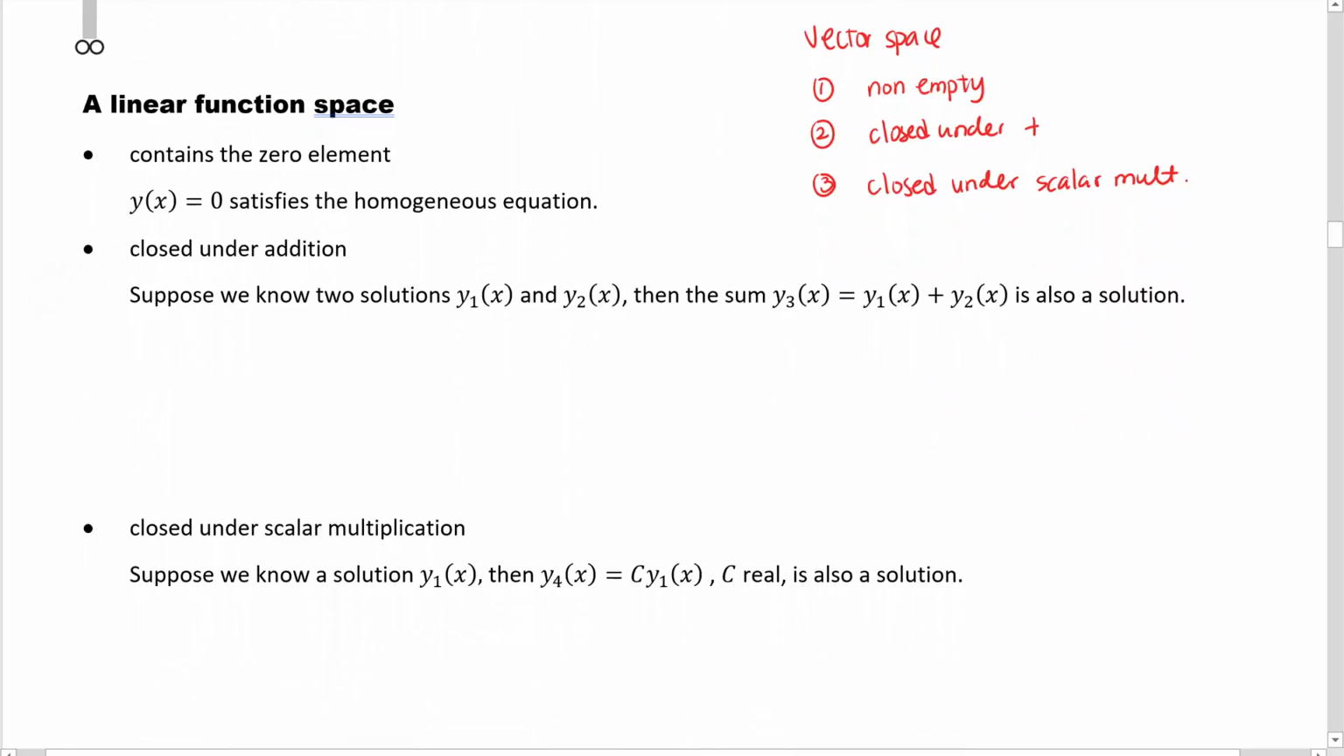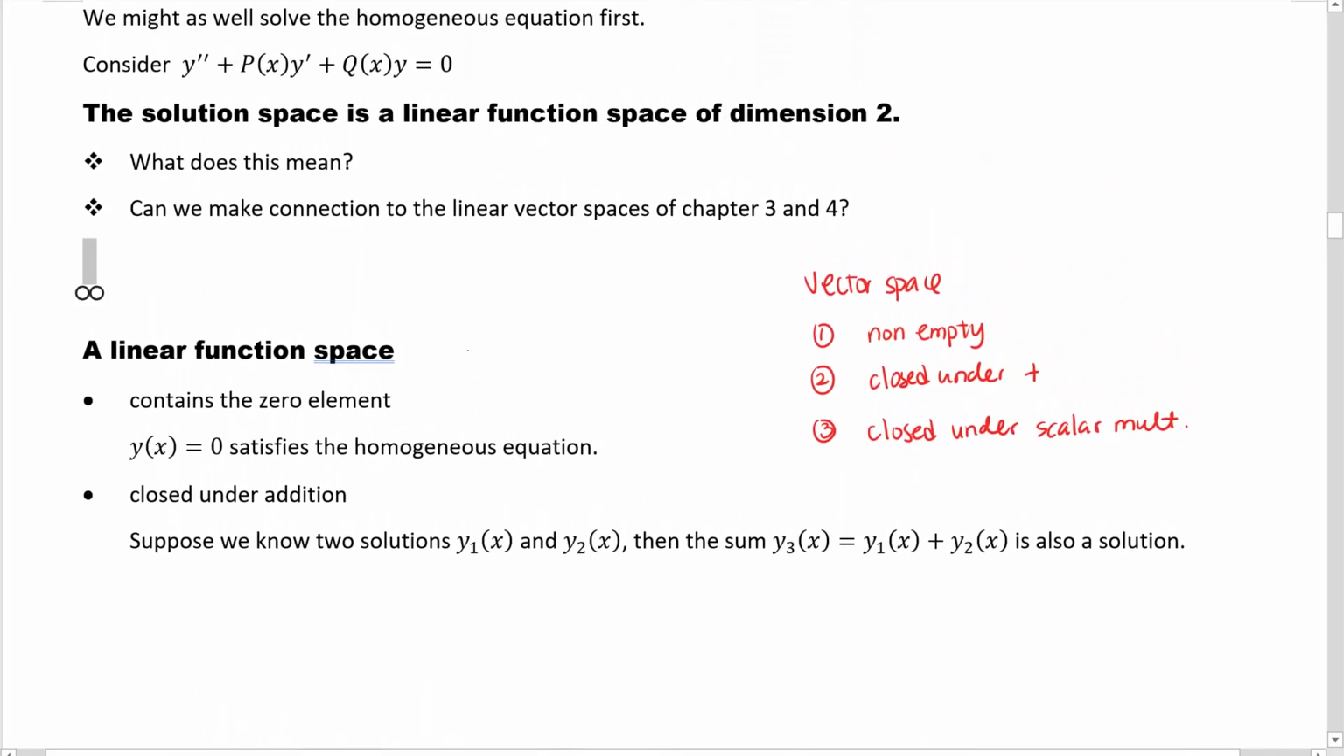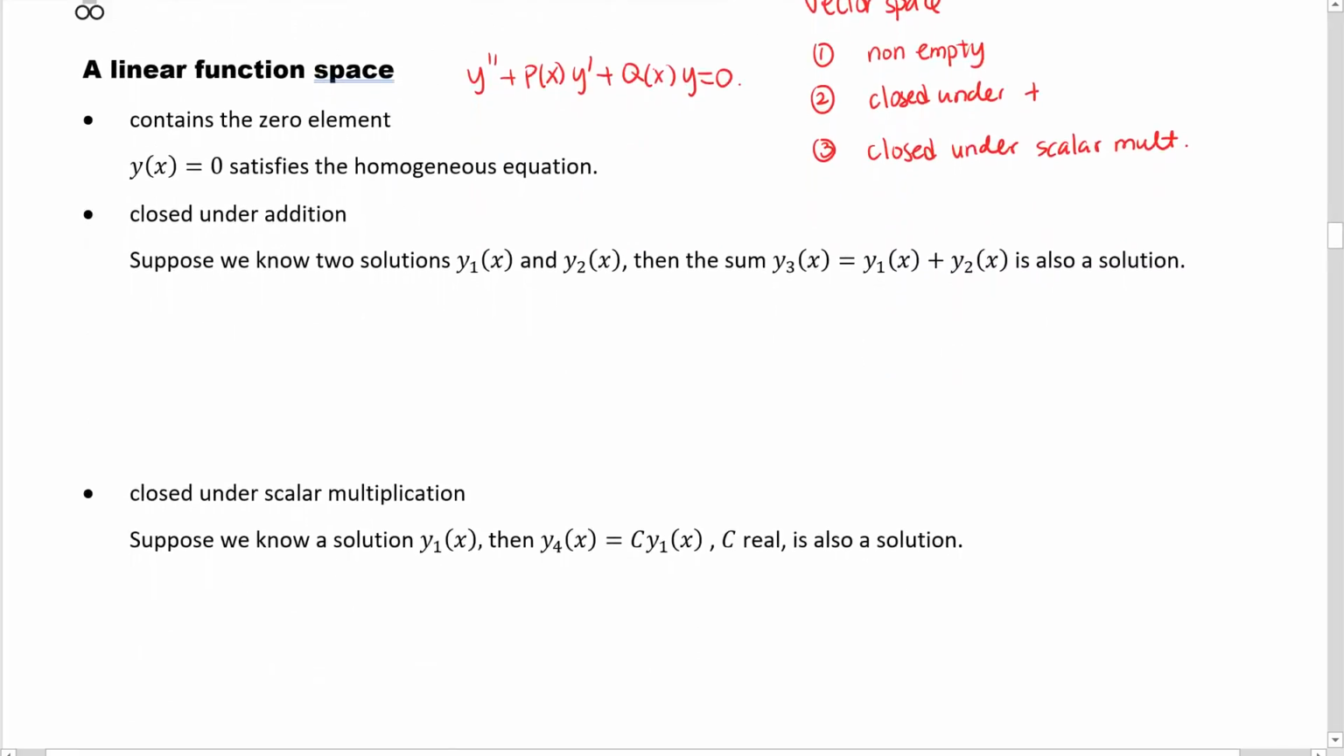Because the solution space is the solution of the homogeneous differential equation, what is the homogeneous differential equation? This one: y double prime plus p of x y prime plus q of x y equals 0. First, let's check it contains the 0 element, which is 0. The derivative of 0 is 0, the second derivative of 0 is 0. So when you plug y equal to 0 into this differential equation, you get 0. So y equal to 0 is a solution.